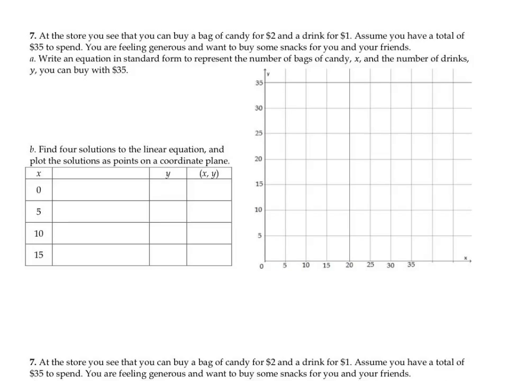All right, so question 7 says, at the store, you see that you can buy a bag of candy for $2 and a drink for $1. Assume that you have a total of $35 to spend. You are feeling generous and want to buy some snacks for you and your friends. Part A says to write an equation in standard form to represent the number of bags of candy, X, and the number of drinks, Y.